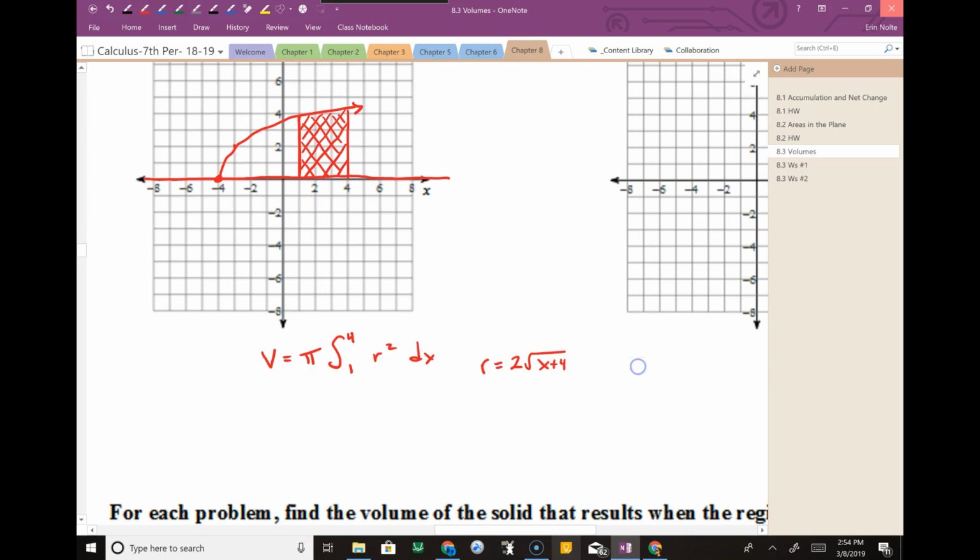Okay, so now I'm just going to plug that into my volume equation. So we're just going to have 2 square roots of x plus 4 squared. True, yeah, you'd have to make sure that you square the 2 also. Okay, so at this point I'm going to let you plug this into the calculator. Okay, so you're mostly practicing setting up the integral on this assignment. Does anybody want to type that in quickly?